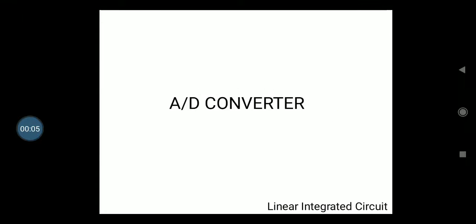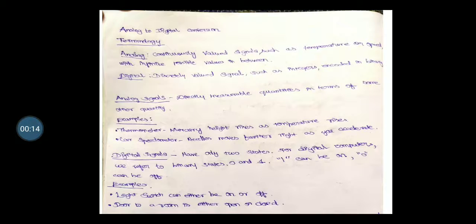The topic today I am going to take is AD converter, analog to digital conversion. Analog to digital converter terminologies. Analog: an analog signal is a continuously valued signal such as temperature or speed. A digital signal is a discrete value signal such as integers encoded in binary.